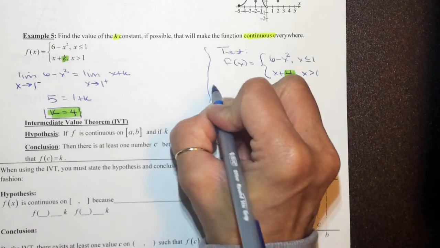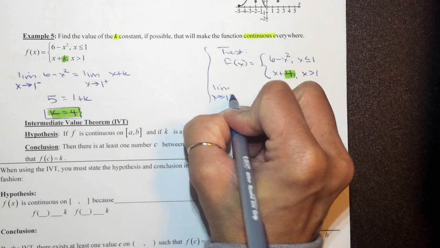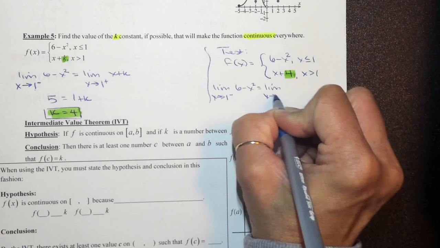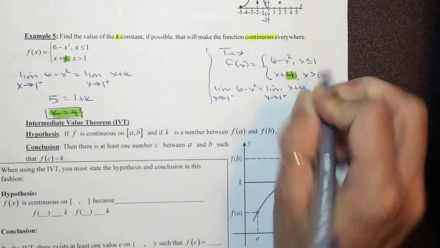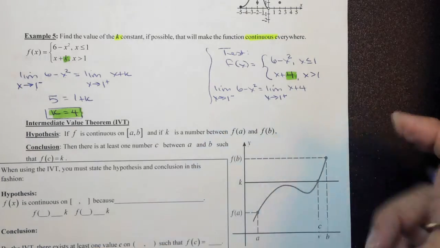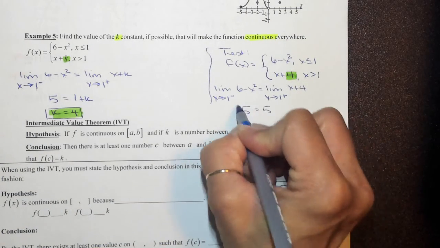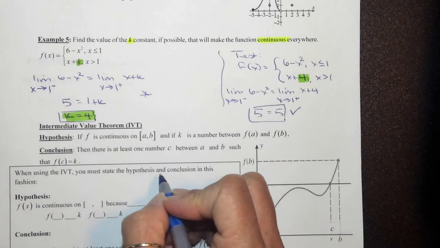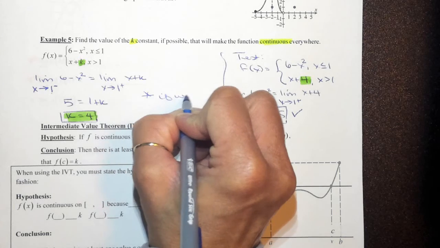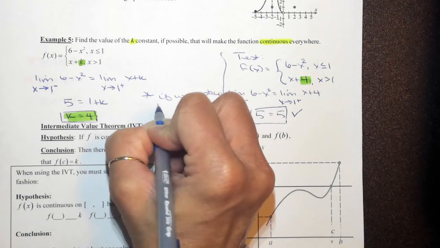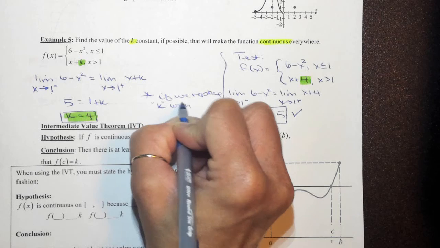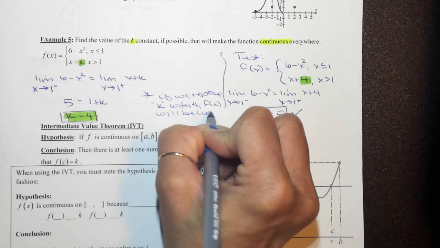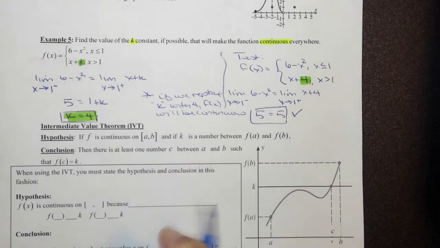So let me test. The limit as x approaches 1 from the left of 6 minus x squared should be equal to the limit as x approaches 1 from the right of x plus 4. When I use direct substitution, these two sides should be equal. So we have 5 is equal to 5, so this works, check. So what we're saying is that if we replace k with 4, f of x will be continuous. Okay, that's what we're saying.